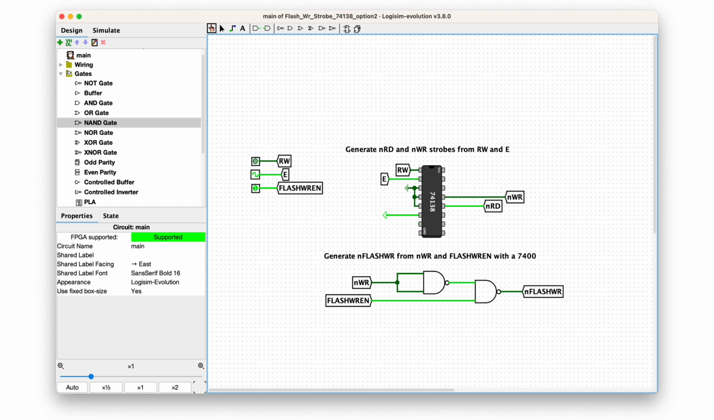The disadvantage this has over the first option is that there's propagation delay added by the NAND gates. Okay, so for each of these two different options, we only need to add one more chip to provide a separate flash write strobe. That's not too bad. But is there anything else that we want to do?